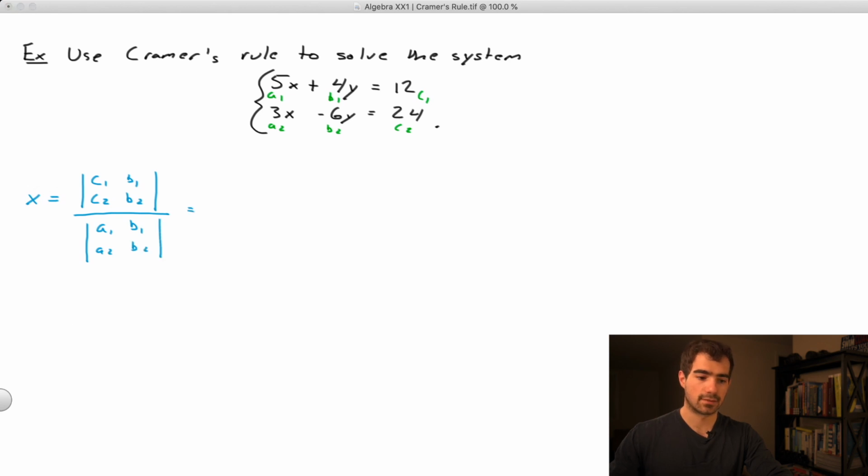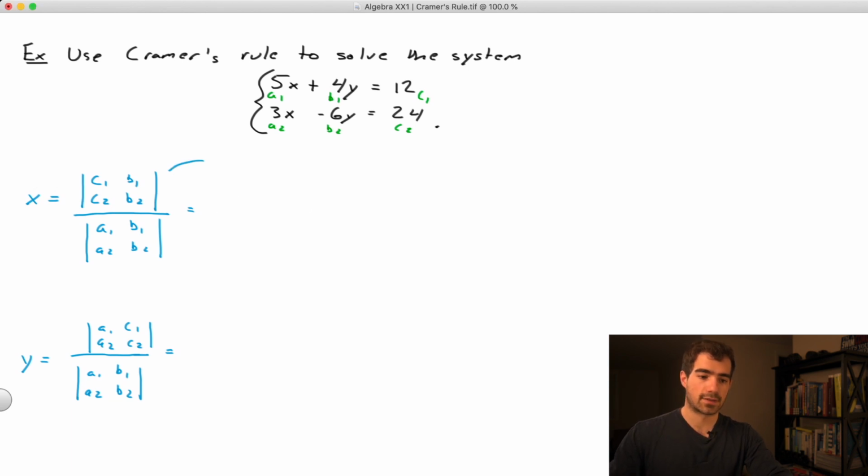And similarly, the solution for y, the value for y, is going to have that same exact denominator, right? So A1, B1, A2, B2, and then a similar numerator, just instead of replacing the x coefficients like we did for the x solution, we're going to replace the y coefficients. And so we'll have A1, C1 and A2, C2. And so all that's going to be left for us here in order to get these solutions is just to compute all of these determinants and do the division.